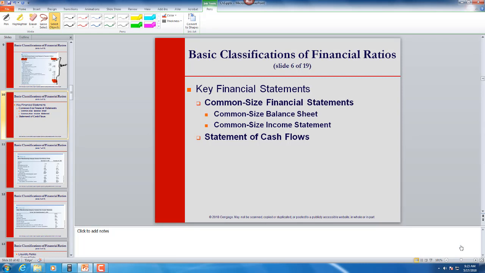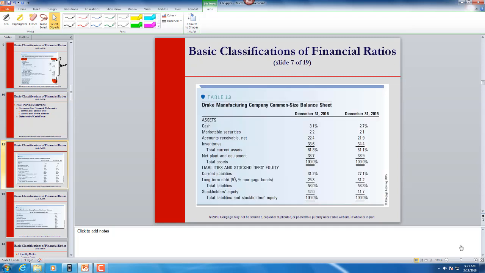Now, key financial statements. Let's take a look at key financial statements. What are key financial statements? You have common size balance sheet, common size income statement. What it basically does is it shows every asset as percentage of total assets and every liability as percentage of total liabilities and stockholders' equity. So you look at that. That means this way it becomes easier. Like, for example, you can say cash was 2.7 earlier of the total assets. Now it is 3.1. That's a lot more than earlier.